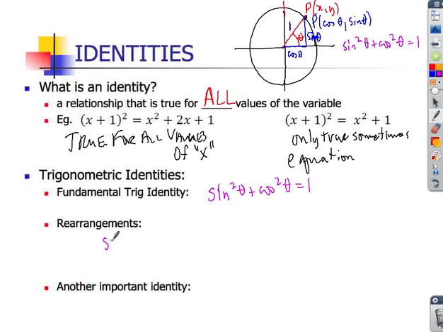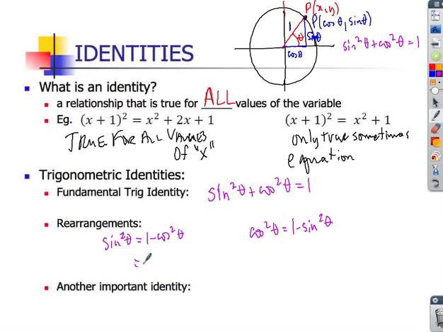So for example, we can write sine squared theta is equal to 1 minus cos squared theta, or we can also write cos squared theta is equal to 1 minus sine squared theta. Again, the whole power of identities is that anytime you see any one of these expressions, you can replace it with what it's equal to, because they're always true.